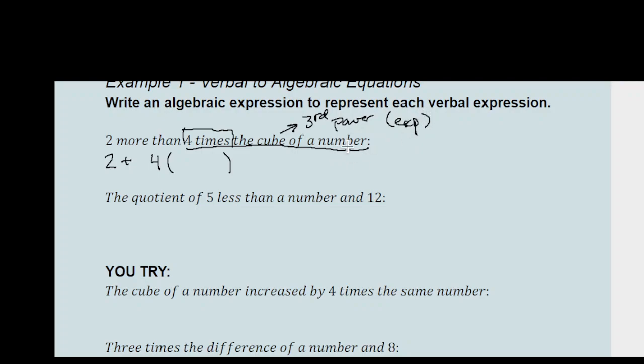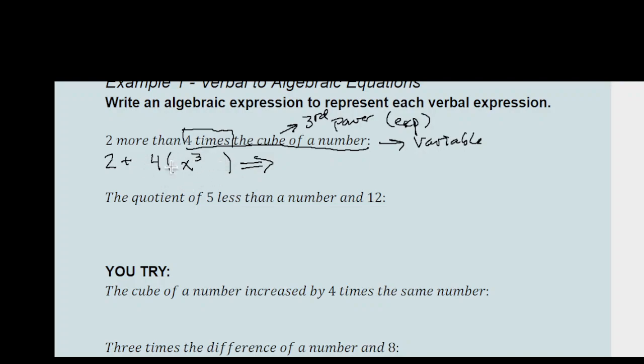And then a number, that's your variable, and you can pick anything you want. I'm going to use x. So it's 4 times the cube of a number, so it's the number cubed. So it's x to the 3rd power. And now that I've written this, let's clean this up and make it look nice. So let's put this whole thing together.